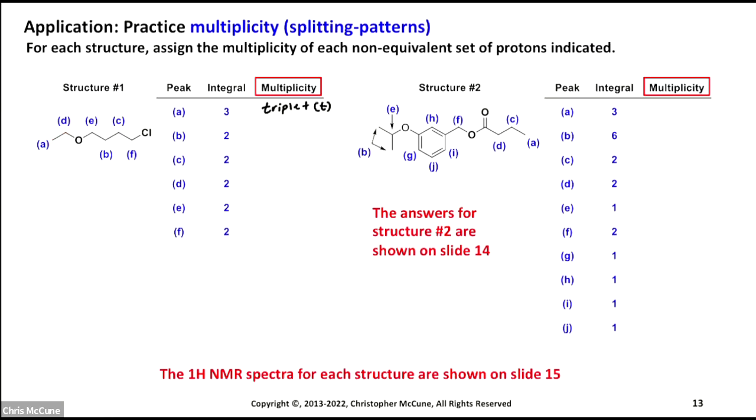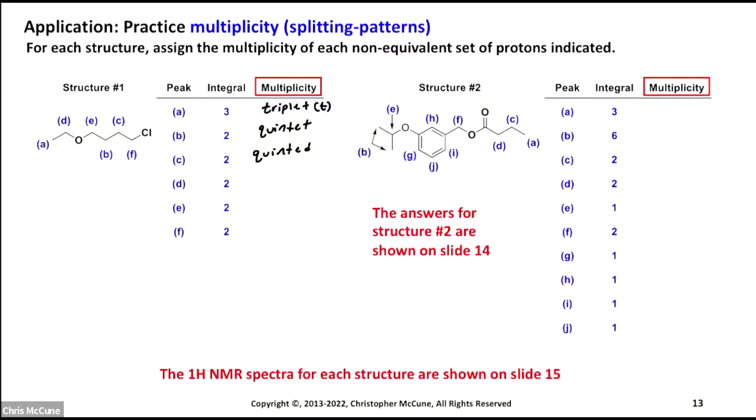Okay, if we go to peak B here, it's next to E and C, and there's 4 hydrogens total. So N is equal to 4. So that should be some sort of a pentet or a quintet. Okay, and then for C, also a quintet, because the N is equal to 4, there's 4 adjacent hydrogens next to C.